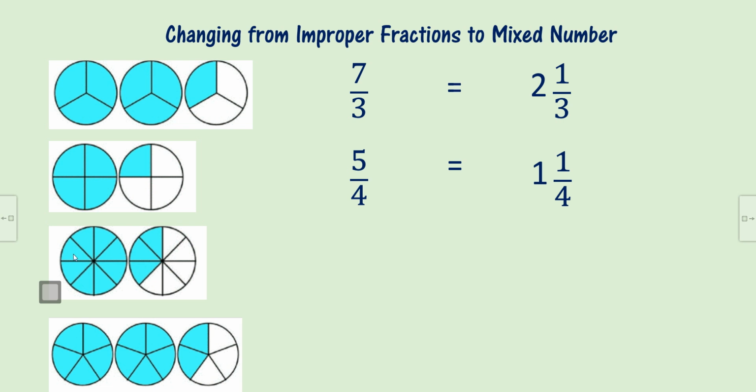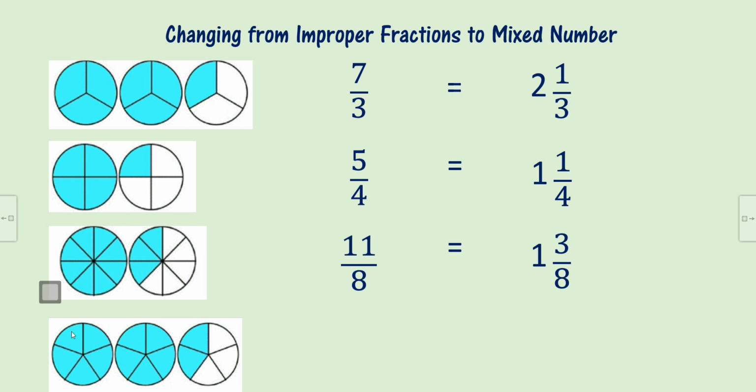So we've got 1, 2, 3, 4, 5, 6, 7, 8. So it's cut into eighths. We've got a whole one here, which means there are 8 eighths. And then we've got an extra 3 here. So that gives us 11 eighths. And then if we're looking at it as a mixed number, we've got 1 whole plus an extra 3 eighths. Let's move on to the next one.